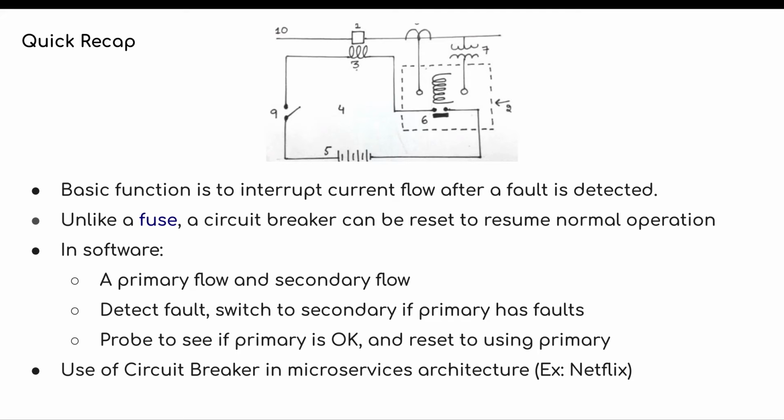What we want to have is a primary flow, which is invoked as part of the normal operations, and then we have a secondary flow or an alternate flow. Now, if we detect a fault with the primary, we want to switch to the secondary, and we want to invoke the secondary if the primary has faults.